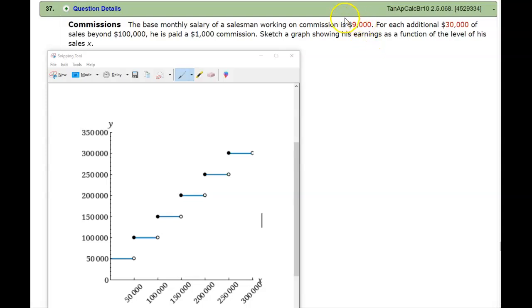Salesmen often get paid a monthly salary, and then they make commission based on how much more money they make for the company. So this one here says that the salesman is making $9,000, and then for each 30,000 of sales beyond 100,000, he's paid an additional $1,000. So this says after 50,000, he gets paid an additional 50,000. So this could not be the graph.